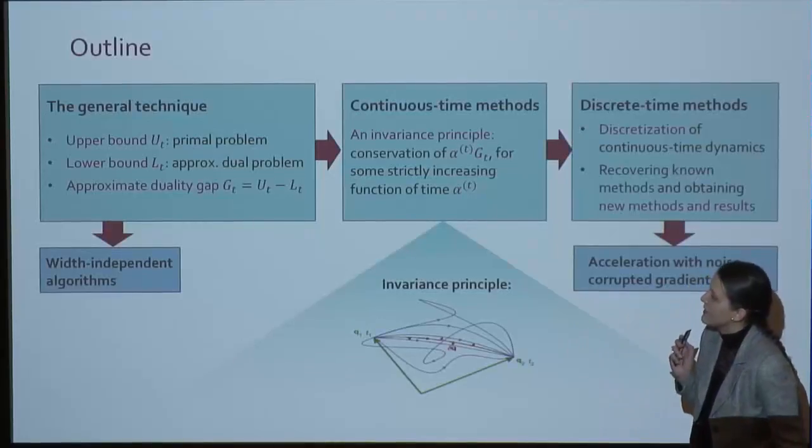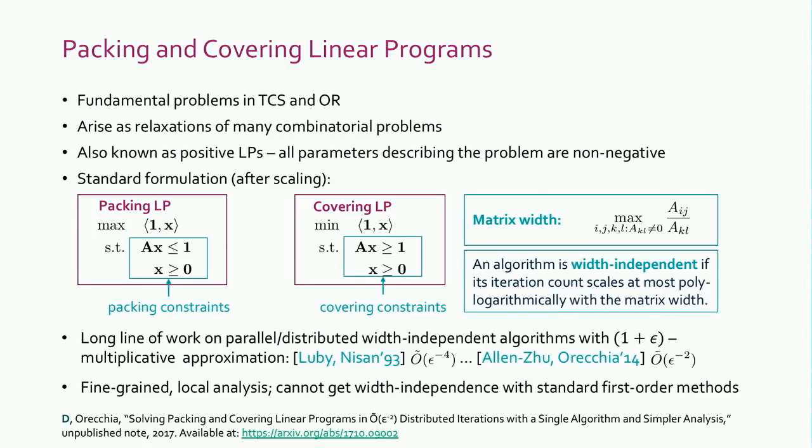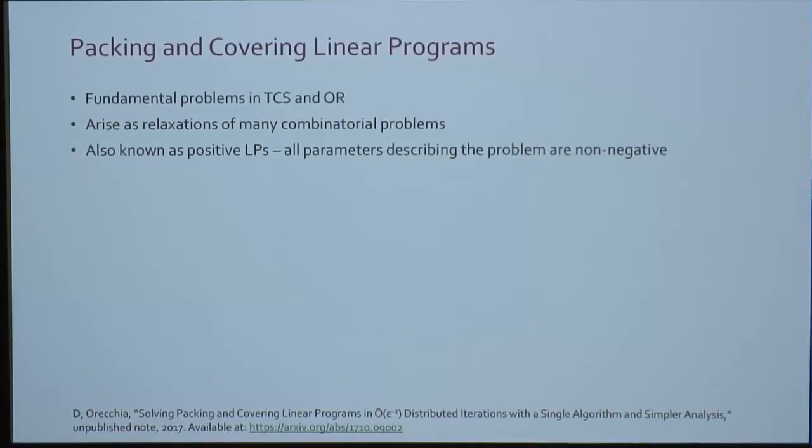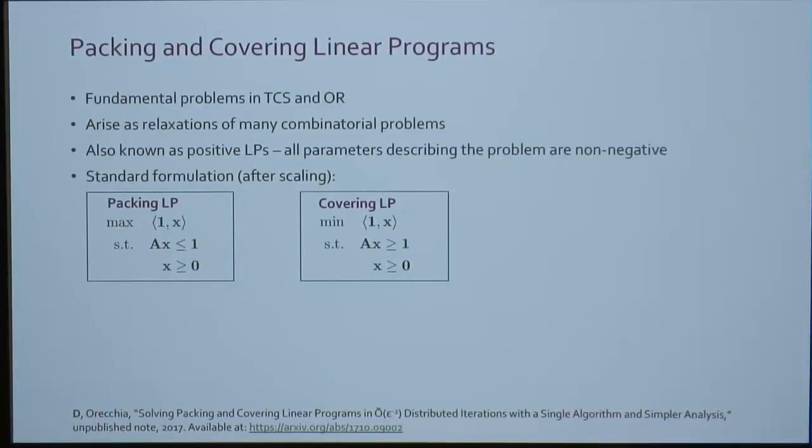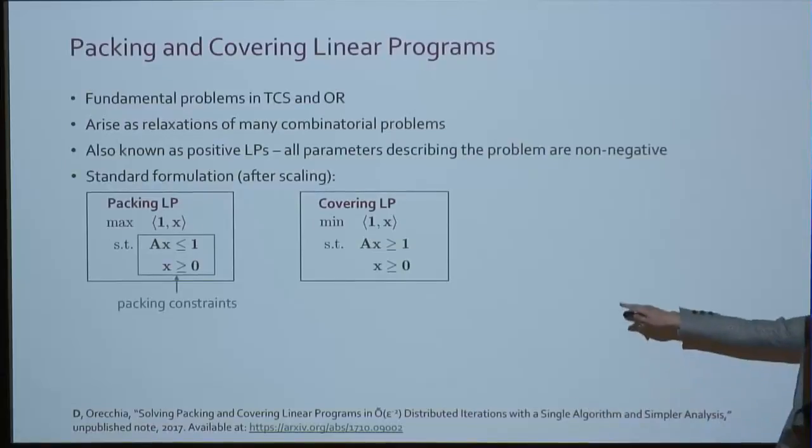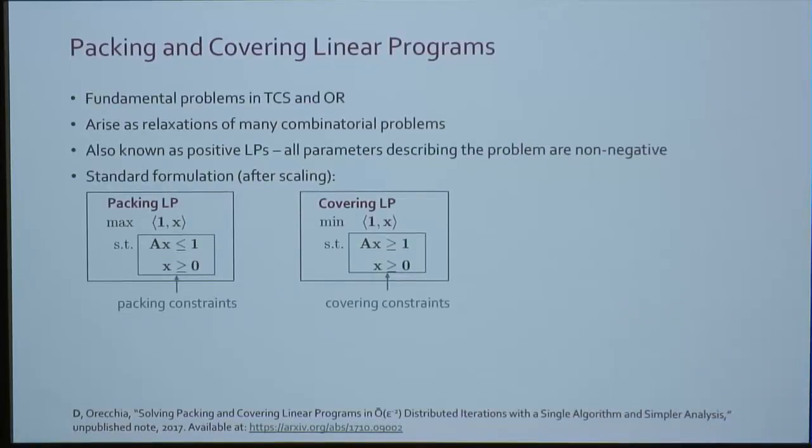I'll go over width-independent algorithms a little bit faster because I really want to tell you about the next part. So we talk about width independence typically when we talk about LPs, positive LPs, also known as packing and covering LPs. They're some of the most fundamental problems in TCS and OR, especially because they arise as relaxations of many hard combinatorial problems. In their standard form, they can be written like this. A is non-negative, called packing and covering because these are called packing constraints. These are called covering constraints.